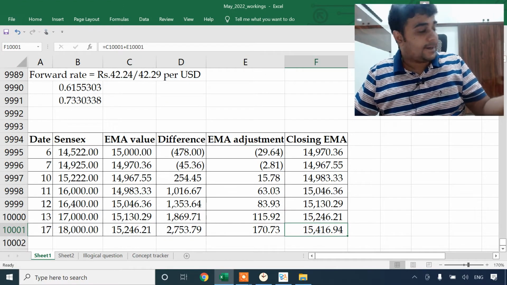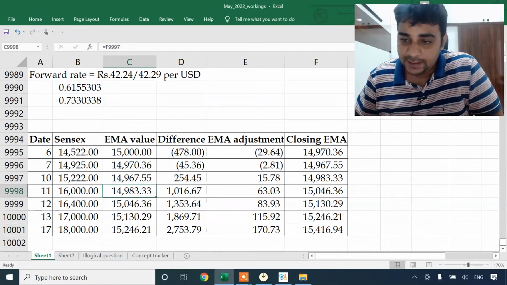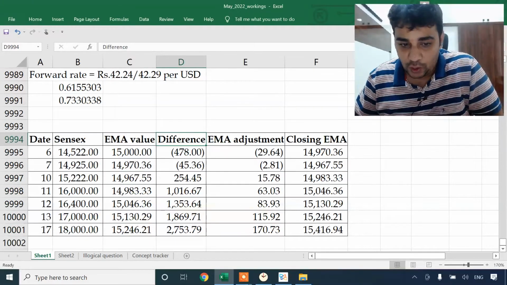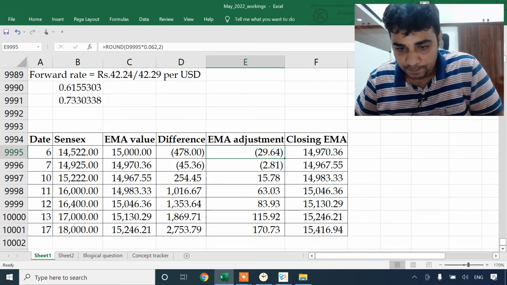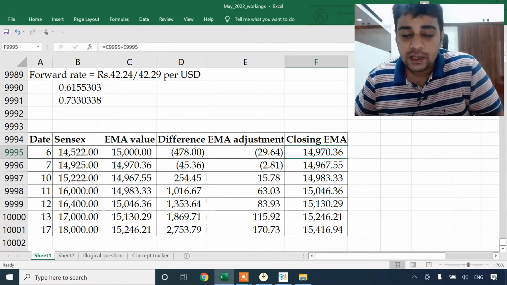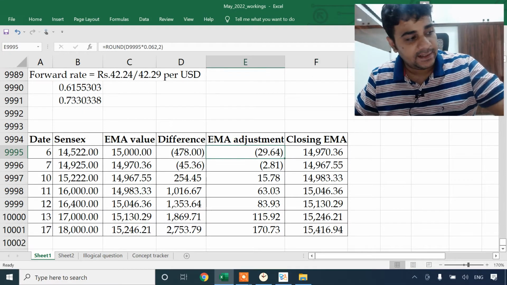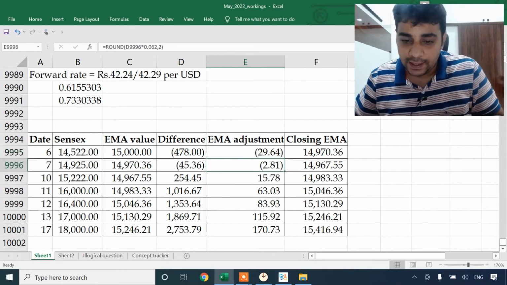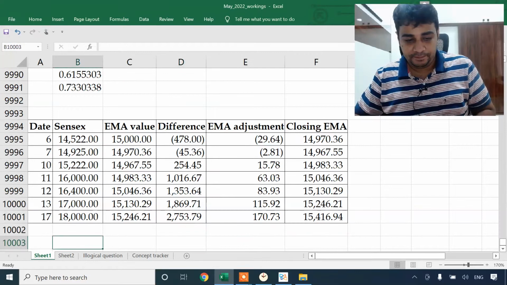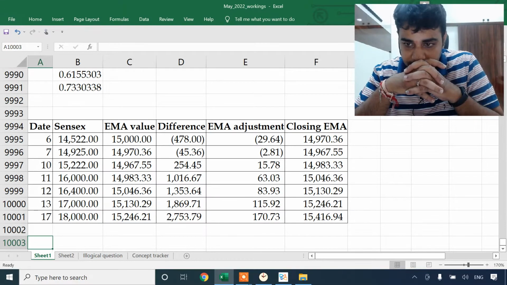Keep writing this. We started with date and Sensex. The EMA value is given in the question, which is 15,000. Difference is column 2 minus column 3. EMA adjustment is 0.062 into the fourth column, and closing EMA is column 3 plus or minus EMA adjustment. It goes on like this. Now the EMA, wait, quickly complete this part.